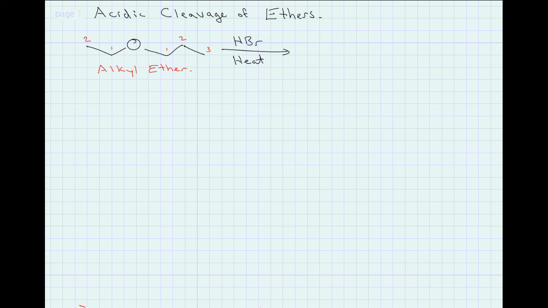So if we treat that with HBr and heat it, or we could use HI as well, HCl doesn't really work very well, and HF will not work for the acidic cleavage of ethers. You probably would have memorized from class that you'll end up breaking these two ether bonds. So you'll end up with ethyl bromide, plus propyl bromide, plus water.